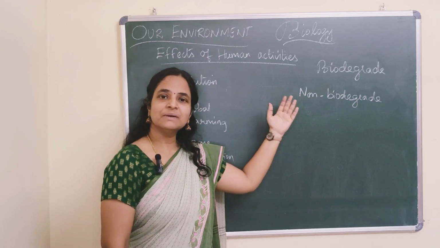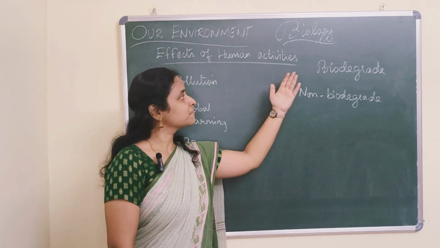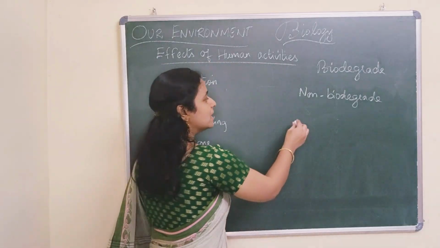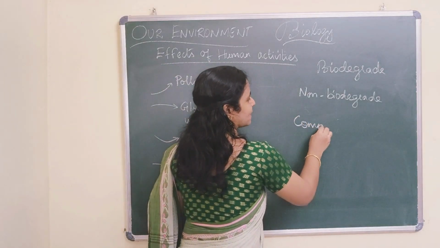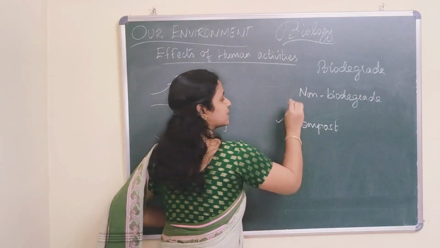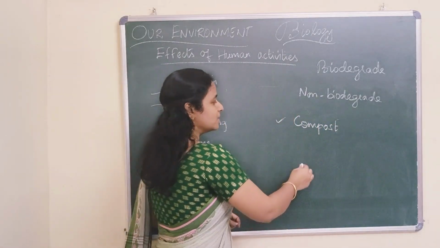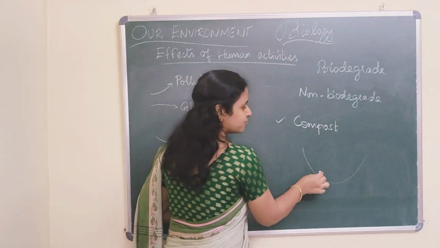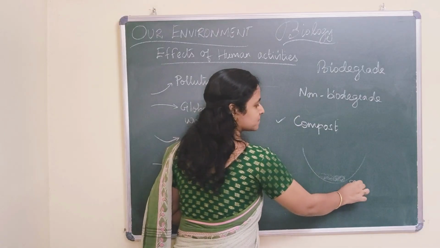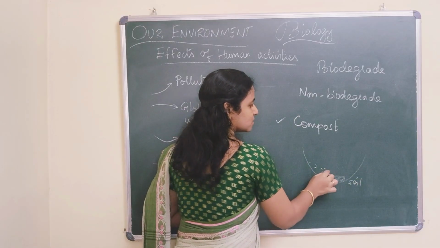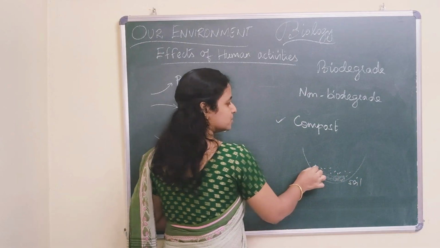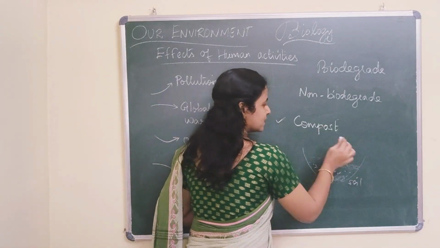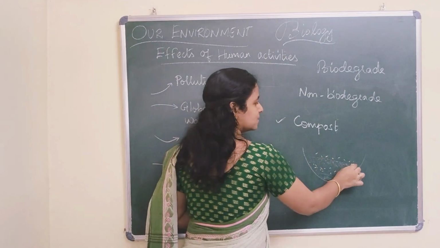So what are the measures that we can take? For biodegradable waste we can use a method called compost. So this compost is an effective method. What we do is, we make a pit. The pit will be filled with a layer of soil. Then you can add the waste, all the domestic waste that we use, kitchen waste or any waste. Again it has to be laid with soil. Again you can add waste.